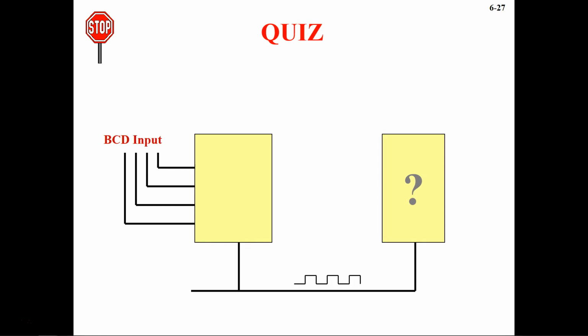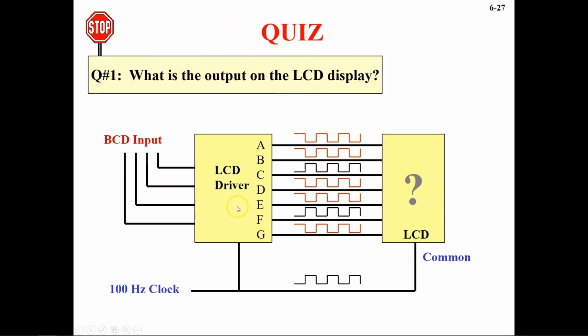So we have BCD input going into the LCD driver, and then this is the LCD. What is the output on the LCD display? Based on this, let's see. We see these two are the same, and this is out of phase and this is also out of phase, and the rest of them are the same. So if C and F are out of phase and the rest are in the same phase, then A, B, D, E, and G will be turned on. If that turns on, then that's going to be your 2.